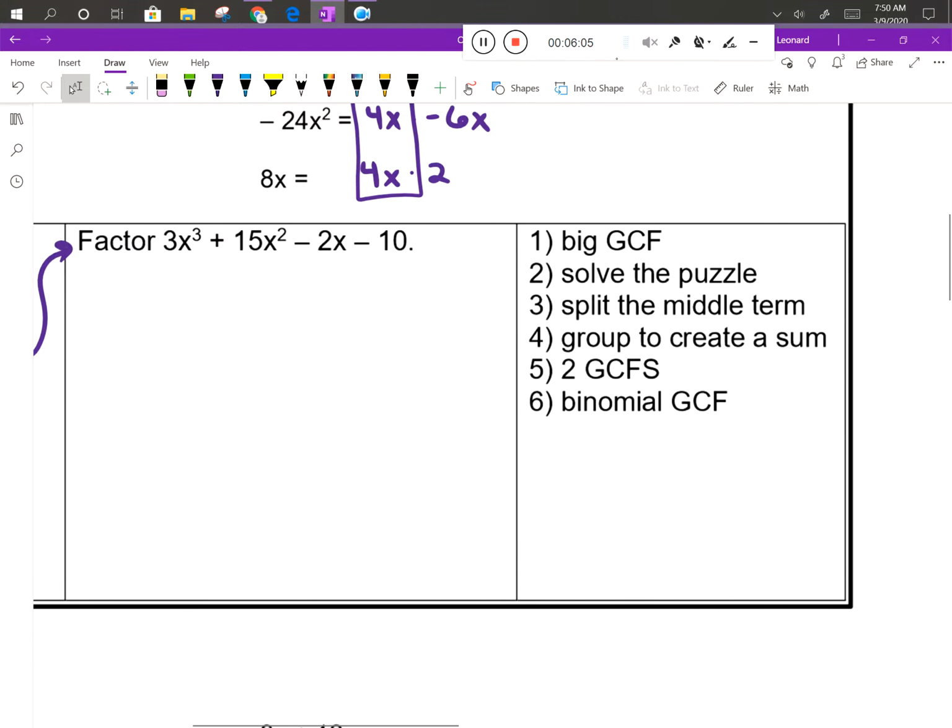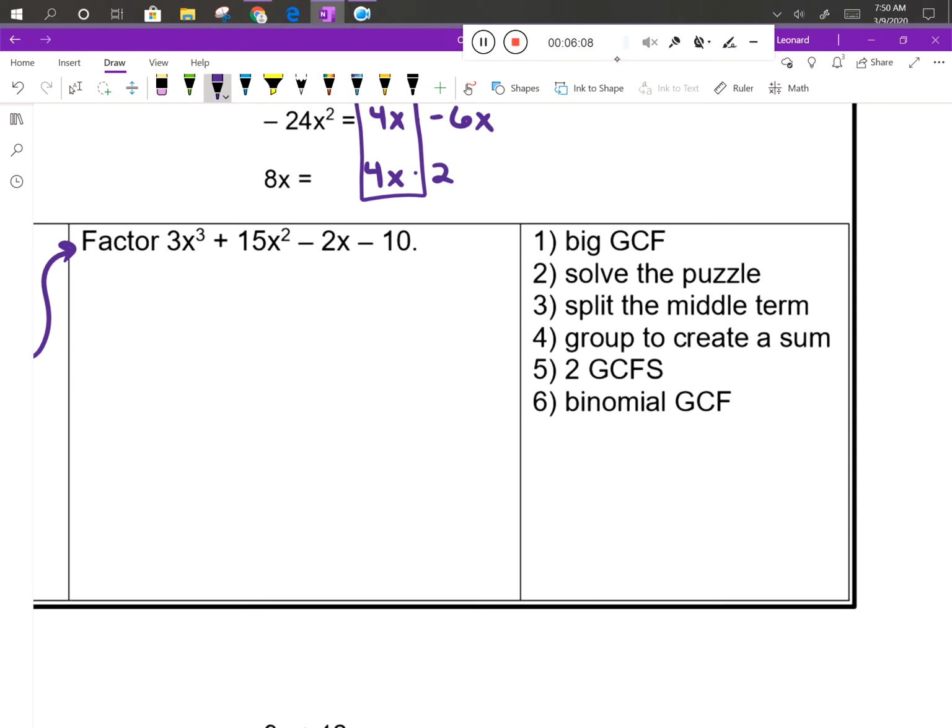So if you look off on the right, there's a list of steps. First is to look for what we call the big GCF. That would be a greatest common factor for all 4 terms. And this problem doesn't have one. So now we go to step 2, which is solve the puzzle, usually. This is for something with 3 terms, but we have 4 terms, so we get to skip that step as well. Split the middle term comes from the puzzle, so I'm again skipping that step. And now I'm ready to go straight to this step. As soon as I have 4 terms, I actually go to step 4, group to create a sum.